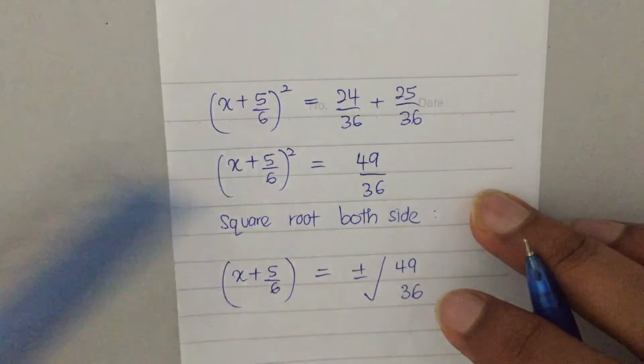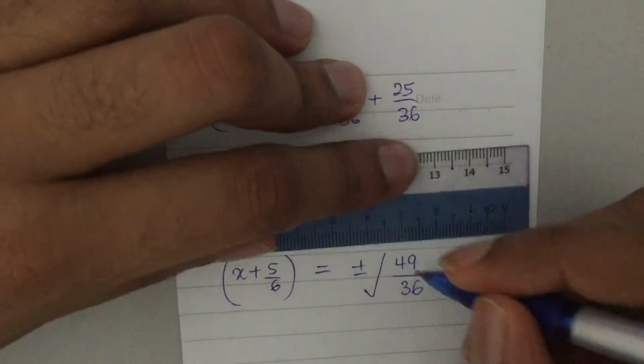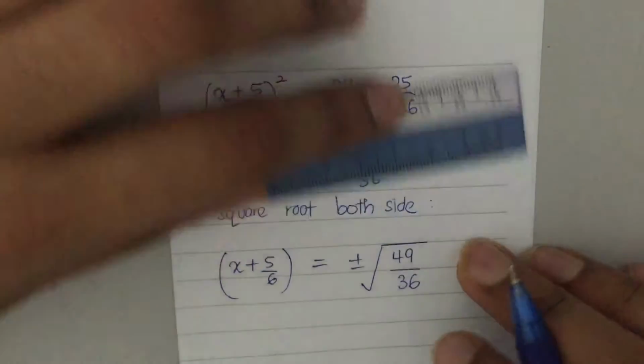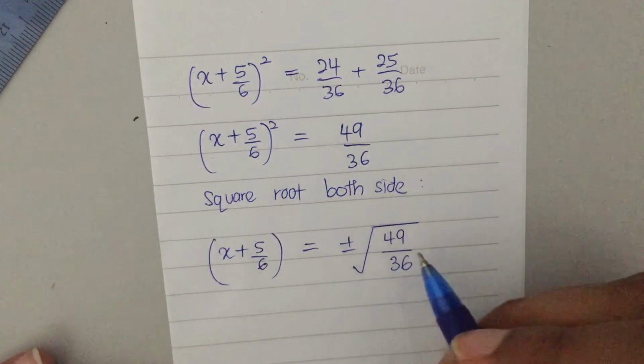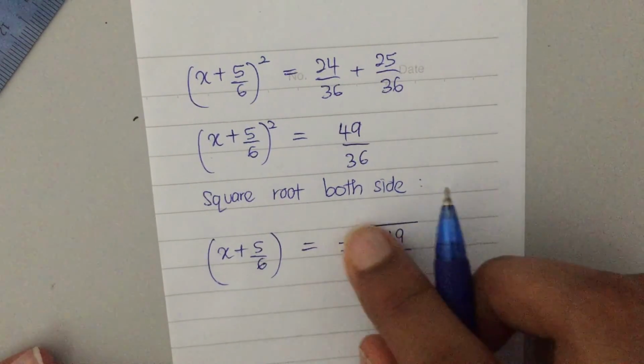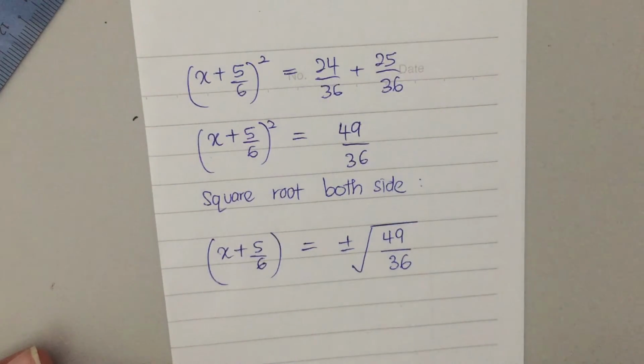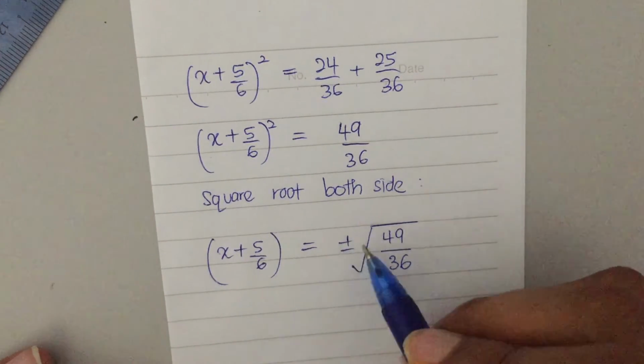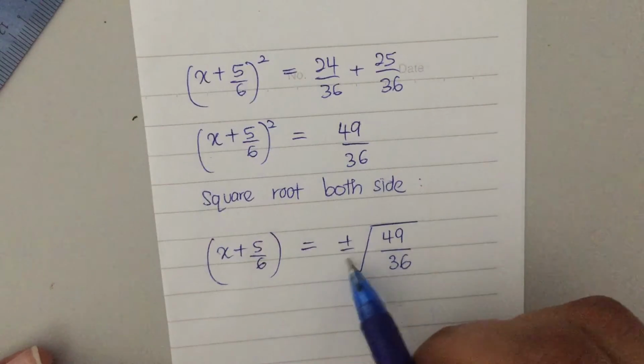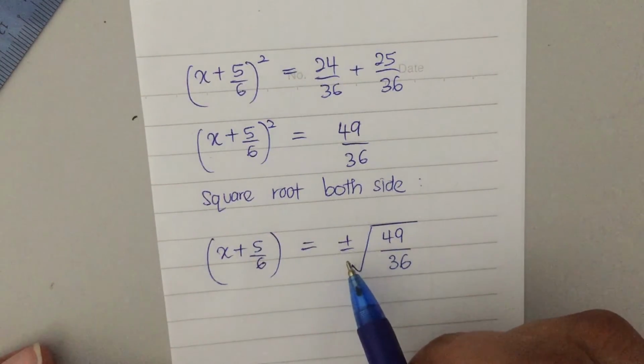Then you can ask me, why do you have the plus minus over here? Because remember guys, even if you have a negative value, if you square it, you always get a positive value. That's why you have two possible values here. You have a plus and minus, a positive and a negative.